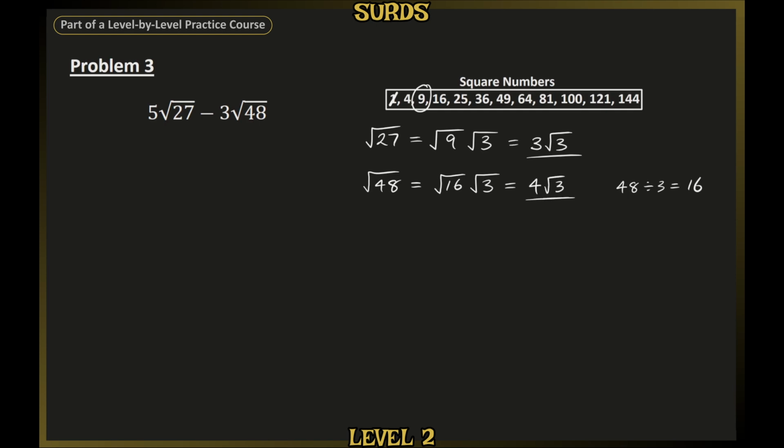Returning to the original sum, we have 5 root 27, so this becomes 5 multiplied by 3 root 3, minus 3 root 48, so that's 3 multiplied by, and root 48 becomes 4 root 3. Now simplifying these, 5 times 3 root 3 is 15 root 3, minus, and 3 times 4 root 3 is 12 root 3. Finally, because 15 minus 12 is 3, 15 root 3 minus 12 root 3 gives us 3 root 3. And this is our final answer to problem 3.